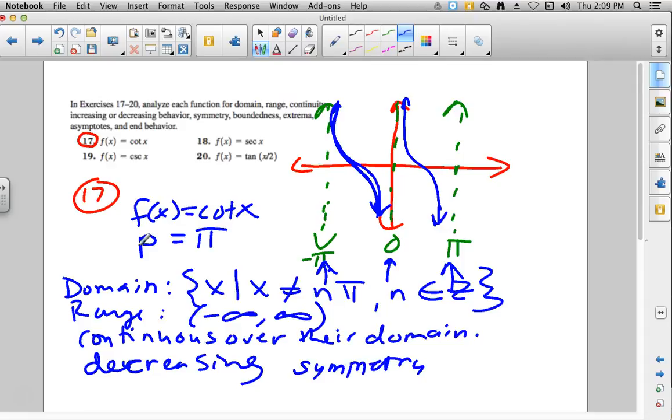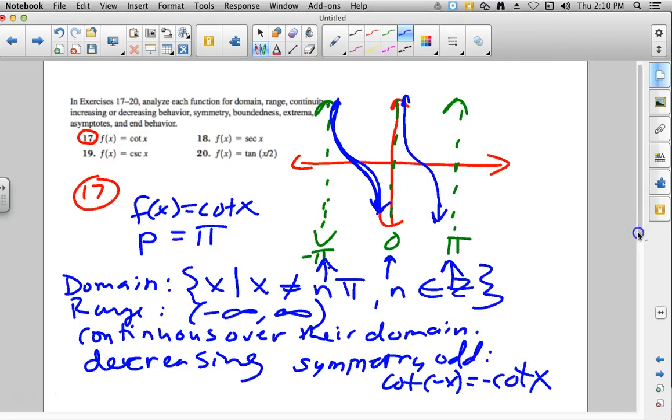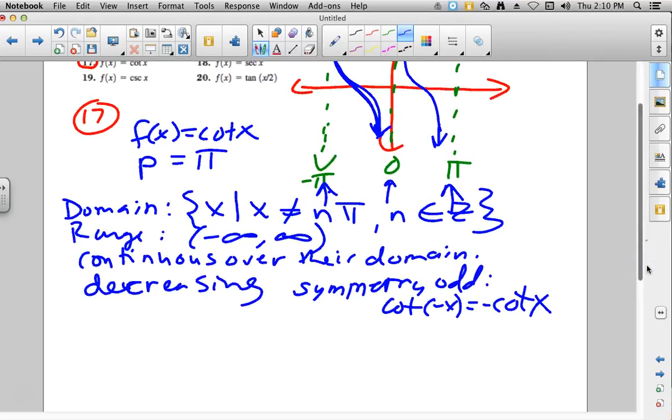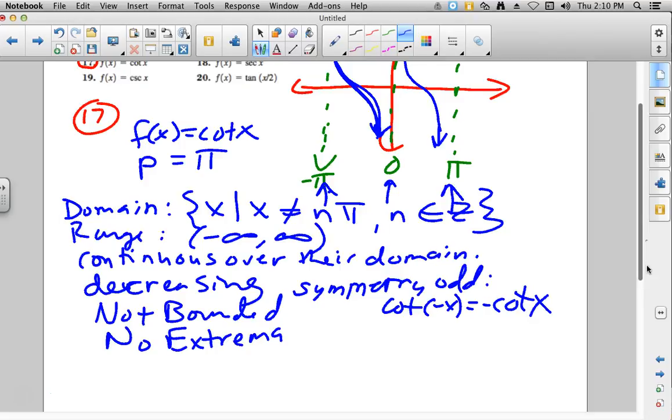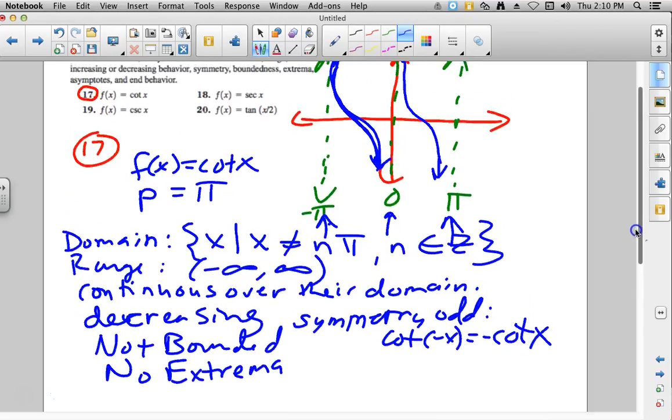Symmetry. This one has odd symmetry, and we might want to actually describe that we understand that the negative's going to actually go to the front of our cotangent there because of that odd symmetry. Boundedness, well, this is not bounded. It's not bounded above or below, so it is not bounded. We don't get any local extremum. We don't have a highest point and a lowest point with this.